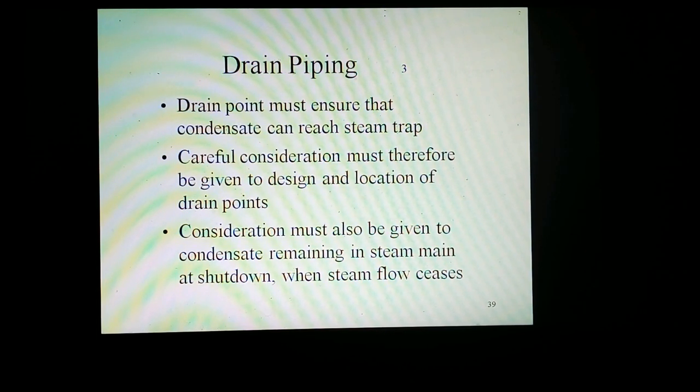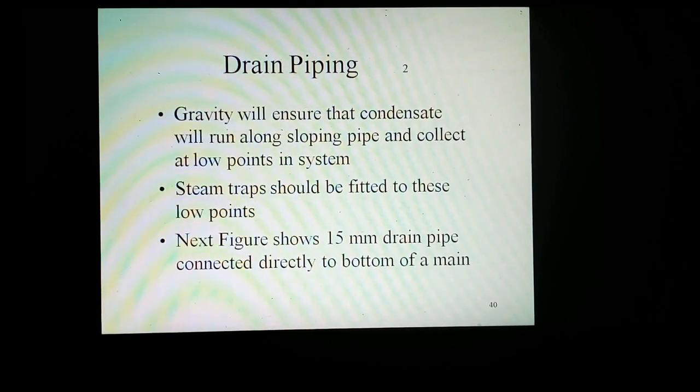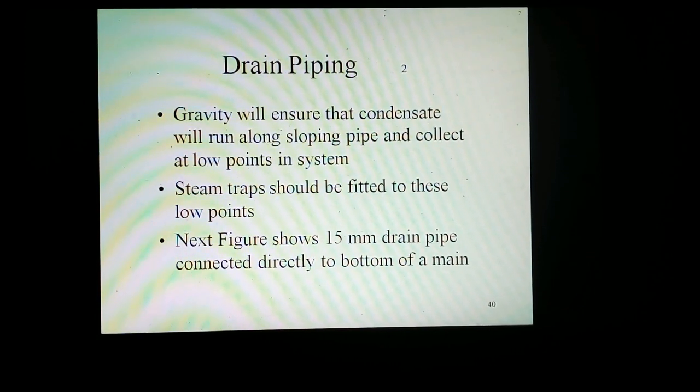Consideration must also be given to condensate remaining in the steam main at shutdown, when steam flow ceases. Gravity will ensure that the water condensate will run along sloping pipework and collect at low points in the system. Steam traps should therefore be fitted to these low points. The next figure shows a 15 mm drain pipe connected directly to the bottom of the main.